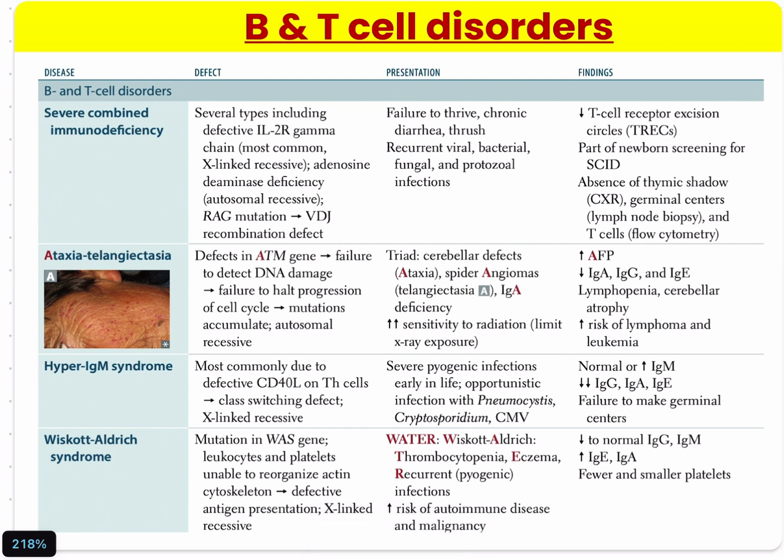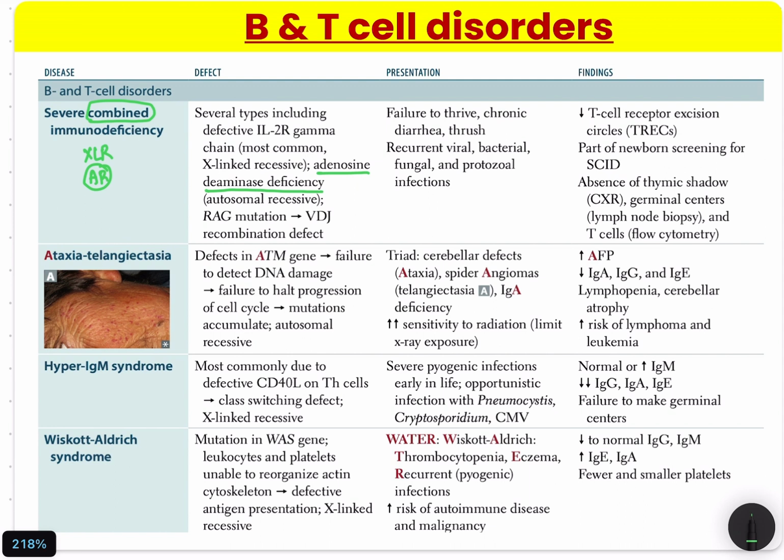That means here what happens, first thing is severe combined immunodeficiency. Here both B cell, T cell, the natural killer cells, those are actually defective. So please remember the most common variety is X-linked recessive, but it can be autosomal recessive, one variety where there is adenosine deaminase deficiency. That is very important.